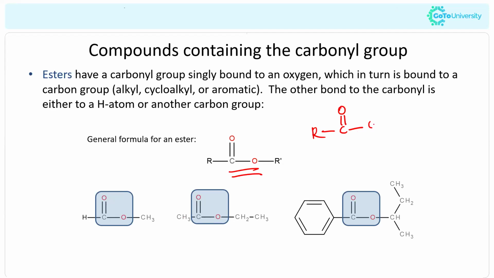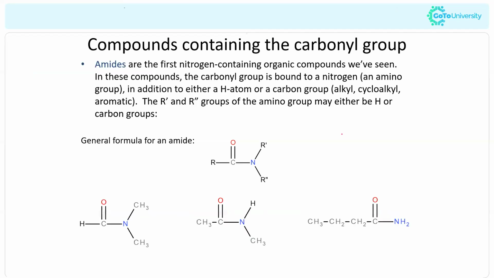One side is R, the other side is OR dash. This is called an ester. Now the compounds containing carbonyl group. So what are the other compounds containing carbonyl group?